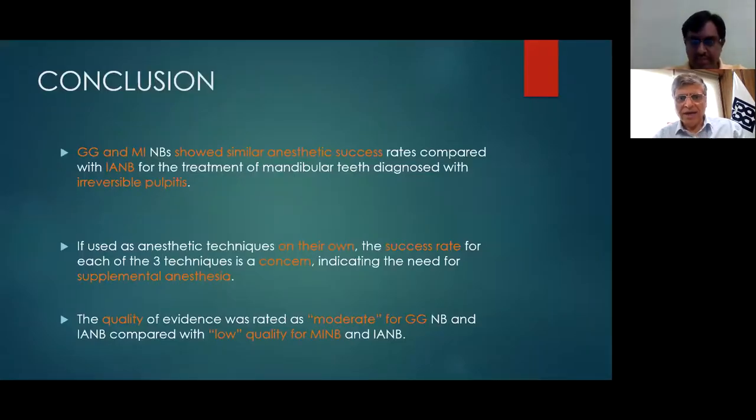Okay. Yeah. Here, as we said, when we compared, on the first line, Go-Gates and mental incisive nerve block showed similar anesthetic success rate compared with inferior alveolar nerve block for the treatment of mandibular teeth diagnosed with irreversible pulpitis. This is based on the meta-analysis. Exactly. And can we overgeneralize this result and use it in the clinic or not? Yeah, you can use it. Why not? Any day you can use a meta-analysis. But as I told you before, your level of evidence is low. That's all. You can do that.